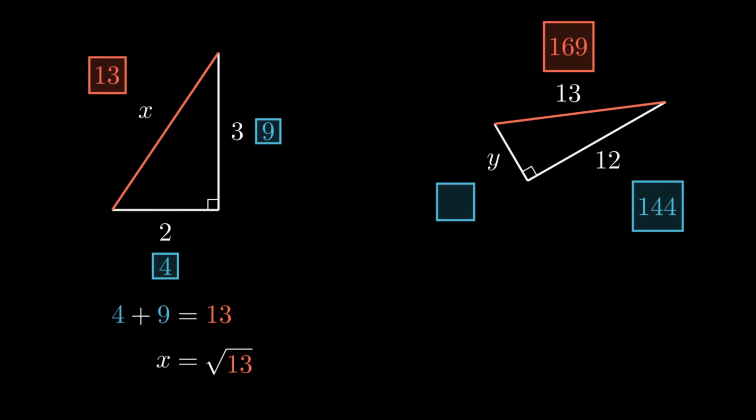So to work out what goes in the y squared box, we can just do 169 minus 144, which is 25. The subtraction makes sure that the 2 little blue squares correctly add up to the 169. So again, we can find the side length y by undoing the square with a square root. And so we take the square root of 25, and this time we get a whole number, 5.